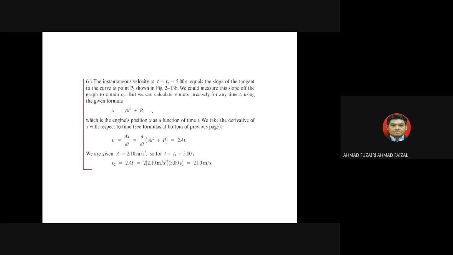Now determine the magnitude of the instantaneous velocity. Instantaneous velocity is given by x equals a t squared plus b. When you do some simple differentiation, the constant b vanishes, leaving only 2at. Then you replace t with 5 seconds, and a is 2.1, and you will get the instantaneous velocity 21 meter per second. So you must do some simple differentiation. If you are given a function of v, then you can use that function straight away. But in this case, the instantaneous velocity is calculated based on the function of displacement against time.